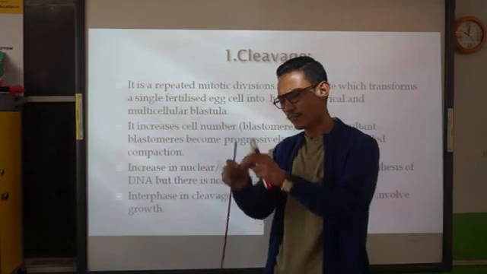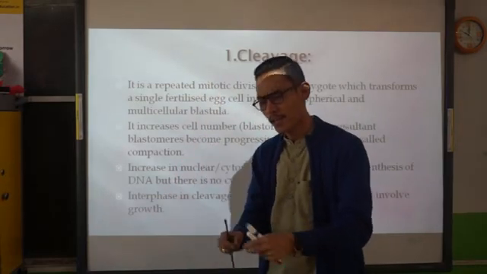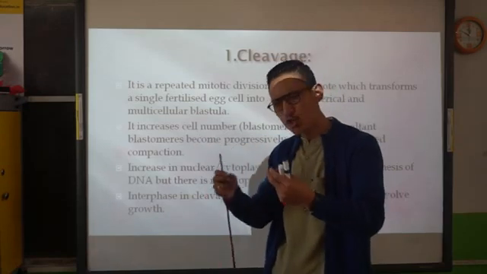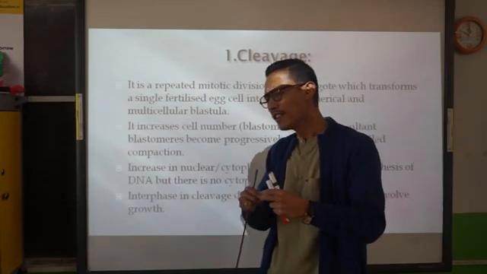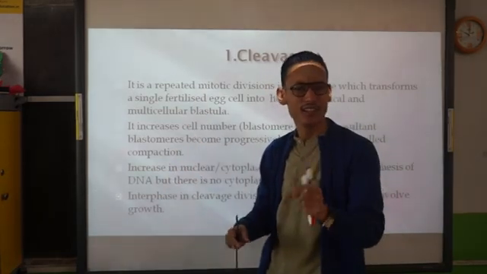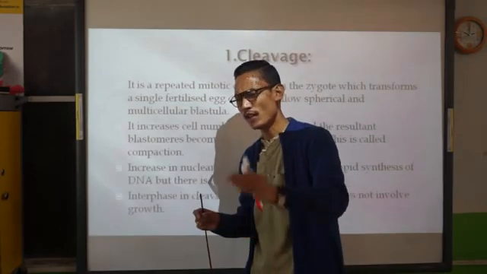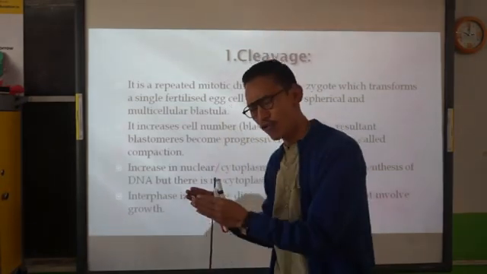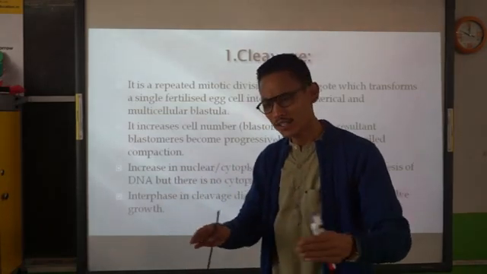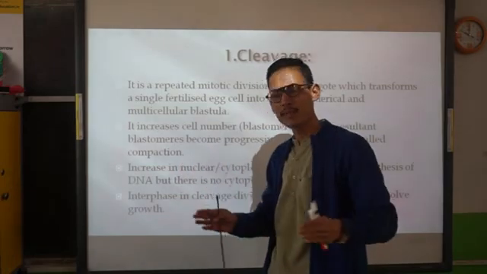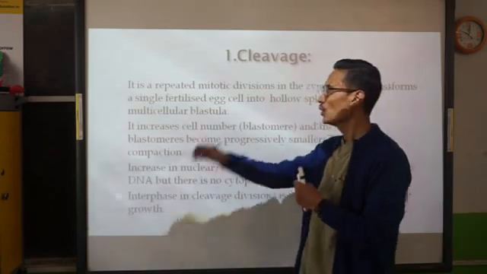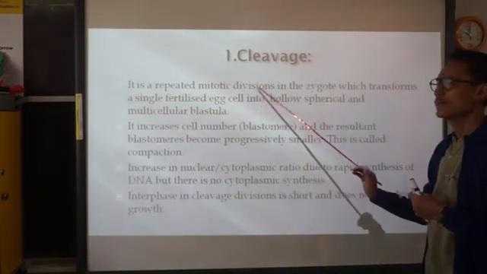The zygote is still surrounded by the vitelline membrane. It is surrounded by the zona pellucida layer, and finally it is surrounded by the corona radiata cells. Remember this thing. Clear? The zygote will have all the 3 layers. We will find the vitelline membrane, we will find the zona pellucida, right? We will find the cells of corona radiata. That means the size of those cells will remain the same during cleavage. Only the number of cells keeps on increasing due to repeated mitotic divisions.